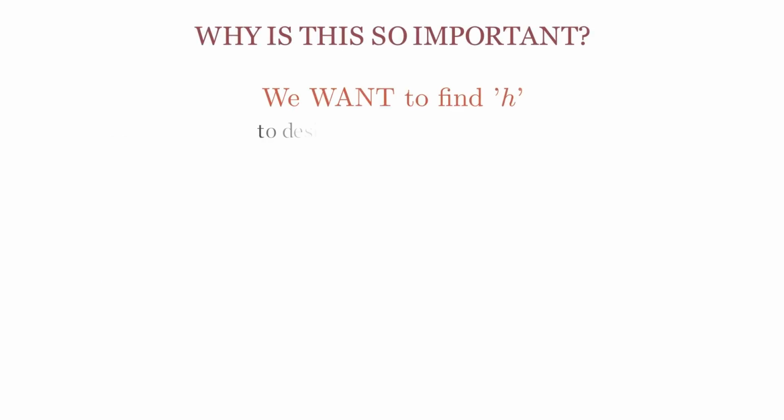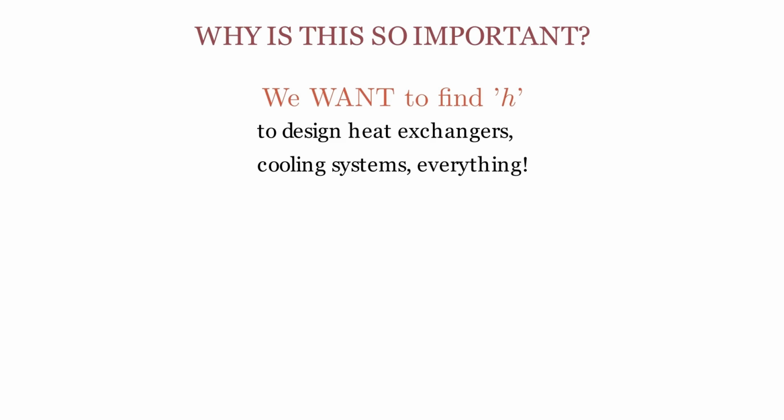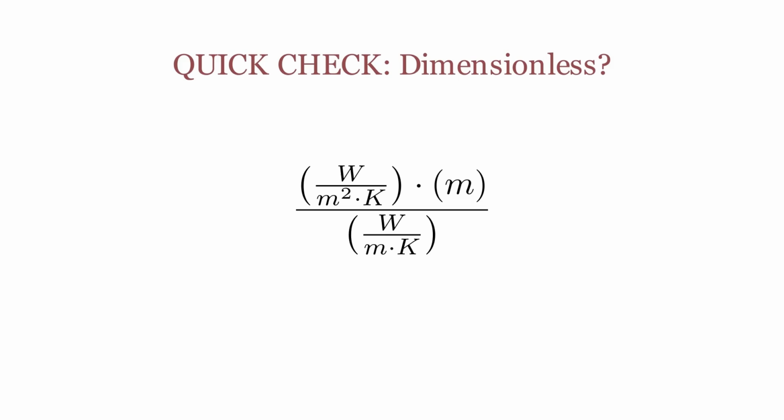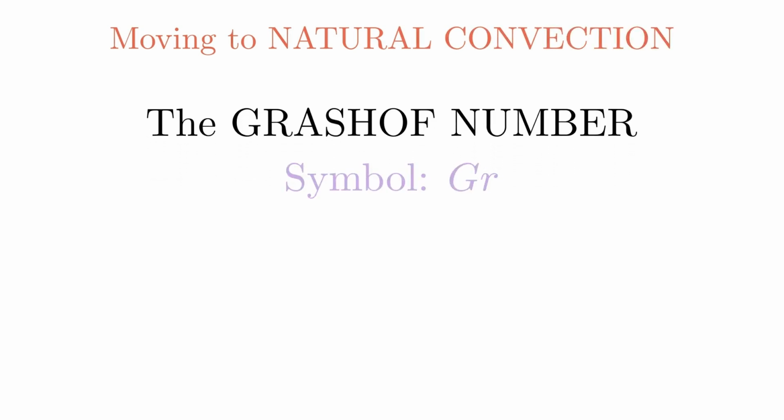Why is this so important? Because we want to find H, the heat transfer coefficient, to design heat exchangers, cooling systems, everything. Nusselt number correlations, based on experiments, let us calculate Nu, and from Nu, we can find H. Example correlation, Nu equals 0.023 times Re raised to the 0.8 times Prandtl raised to the 0.3 for turbulent pipe flow. Quick check, dimensionless, H watts per meter squared K times L meters divided by K watts per meter K, units cancel out. Moving to natural convection, the Grashof number, symbol Gr.